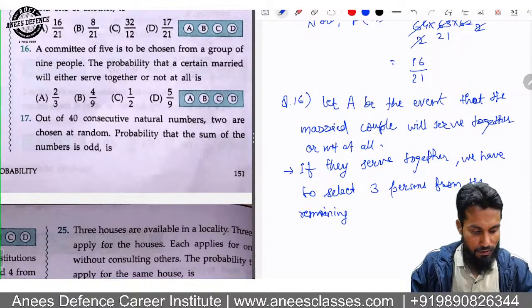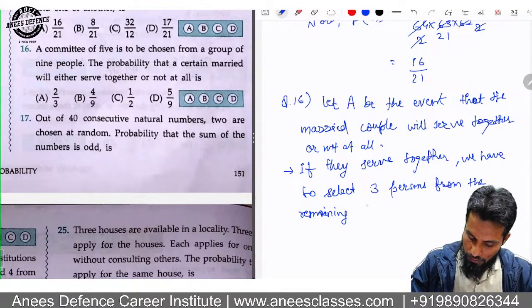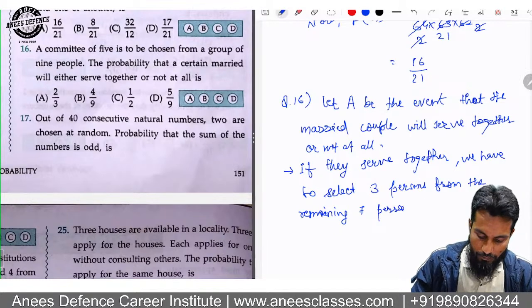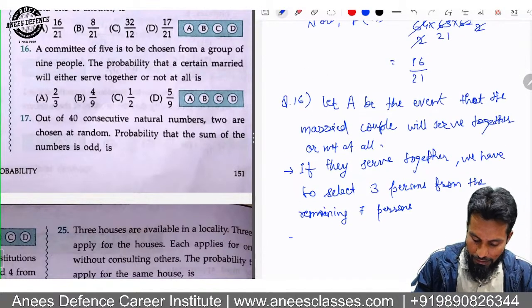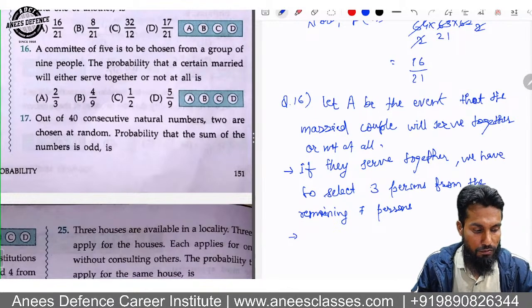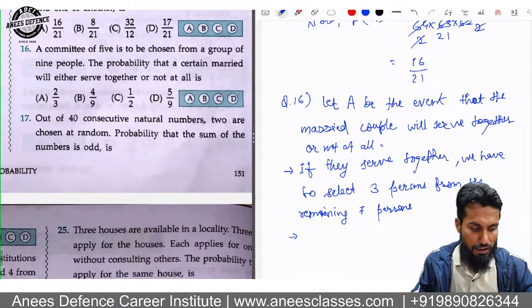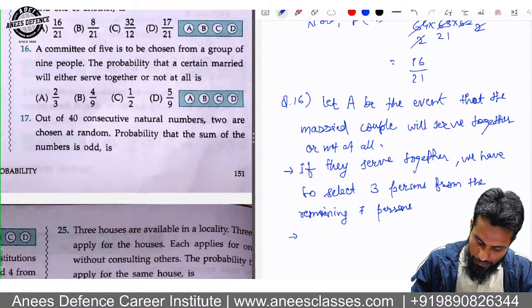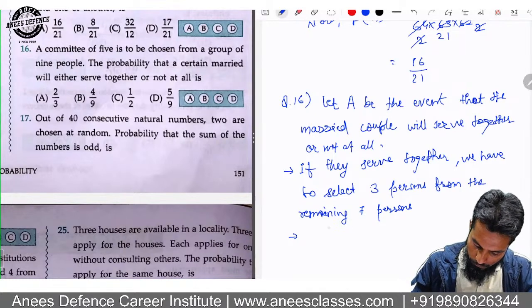We are taking in the first case the couple together, so 3 persons will be selected from the remaining 7 persons. This is the first case. And in the second case, we are not considering the couple. If we do not consider the couple, all the 5 will be from non-couple. So take that one couple outside. Still 7 are there. From those 7, you take all the 5. So 7C5. That is the second condition. Understanding or not?